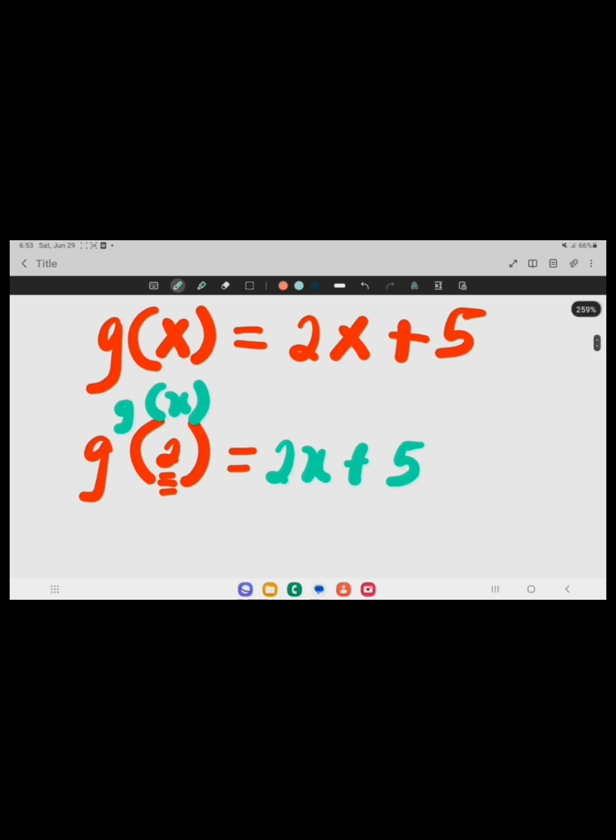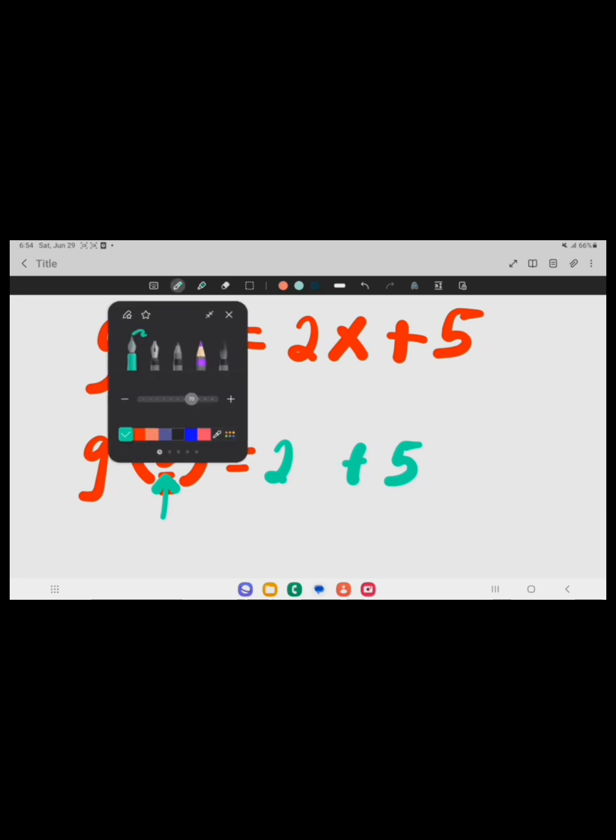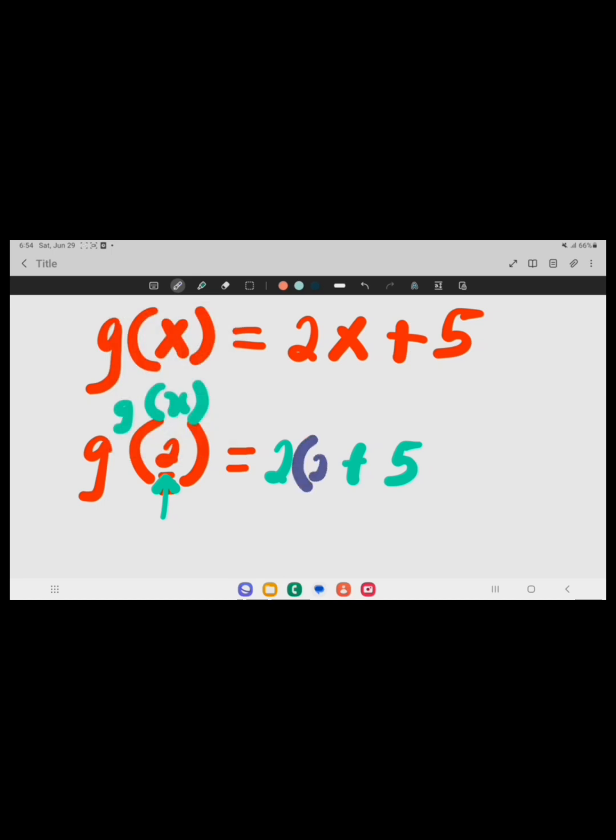Okay, 2x plus 5. But is it correct? No. Why? Because in this case, they have substituted the x with 2. You must replace this x with 2. Why? Because in the question, they have replaced the x with the 2. So you are supposed to replace this x with 2 as well. Okay, so let me just erase this and replace it with 2. So what would be the answer? This one you just press the calculator, 2 times 2, 4. So you'll get 9, right?